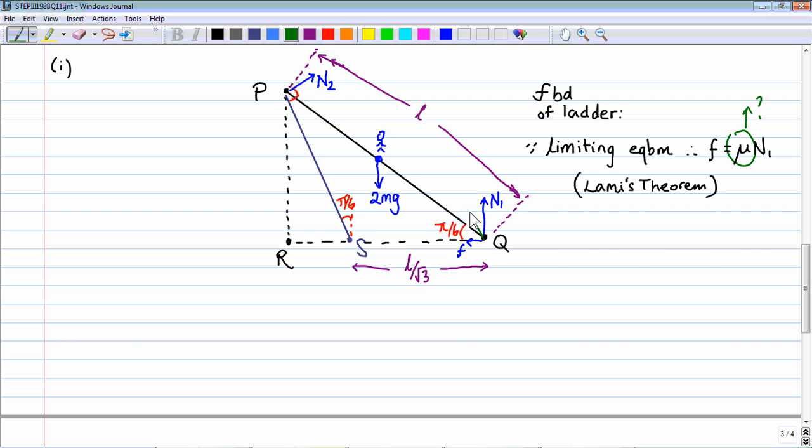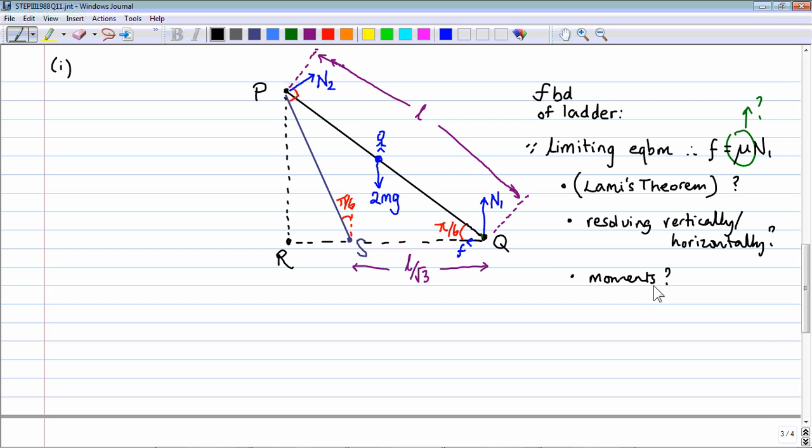I'm going to use another approach which I like to teach to my students. I think it's definitely a worthwhile idea. And what is that idea? Well, of course we can use moments. Maybe let's ask ourselves a question like, should we use Lami's theorem? Should we use resolving forces vertically, horizontally? Should we use moments?